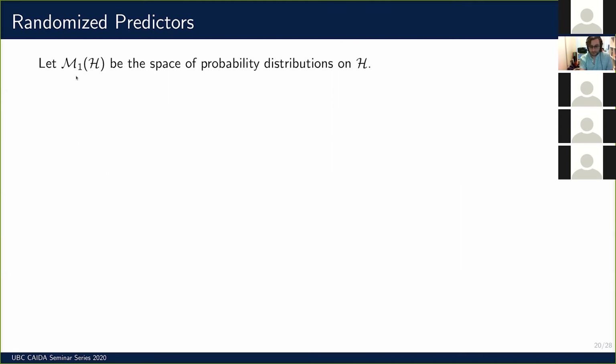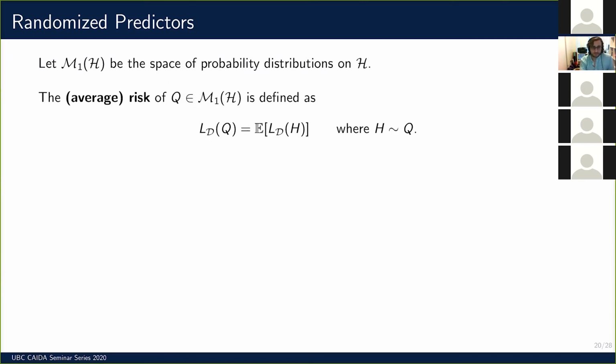So a randomized predictor, you can think of it as: you flip a special coin that tells you which predictor to use, and then you make a prediction according to that predictor. So if we have a randomized predictor Q, which is one of these measures on the space of all possible predictors, then we can define the average risk of the predictor Q just as the expected risk of the random hypothesis that you happen to draw. So the hypothesis is like an H-valued random element, and then this is a random variable, which is the risk of that random element. And so it has an expectation, and we define the risk of Q. So we've lifted the risk function to M1 of H using this definition.